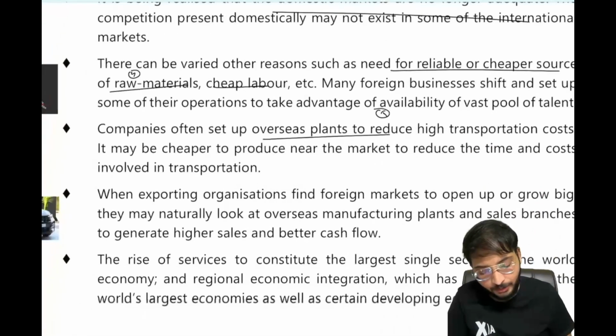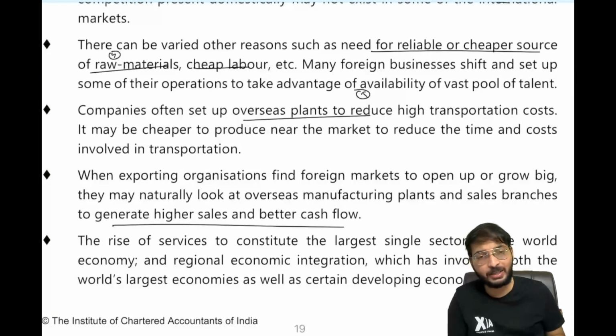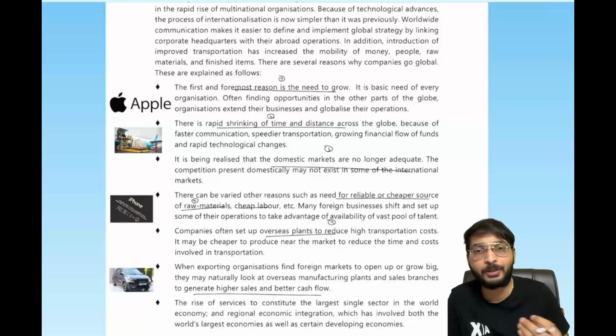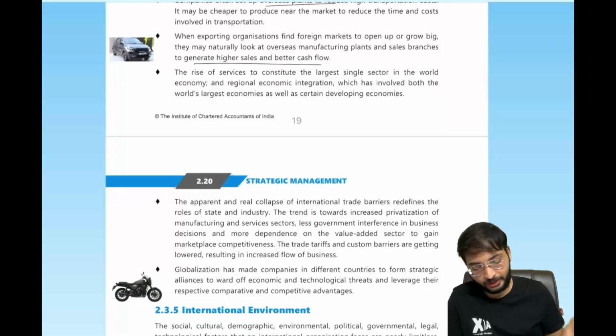The next one, generate better sales and better cash flow. So the higher the sales, the higher the cash flows will be. These points you remember, that will be fine. The first and foremost is the need to grow, rapid shrinkage of time and distance. Next is availability of a reliable source of raw material, to generate a high cash flow and better revenue, and domestic markets are no longer adequate. These points you write, that would be sufficient.